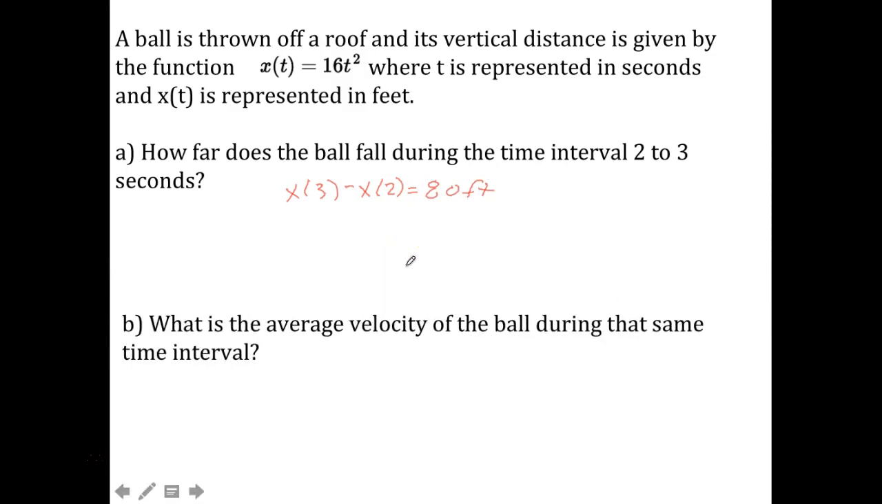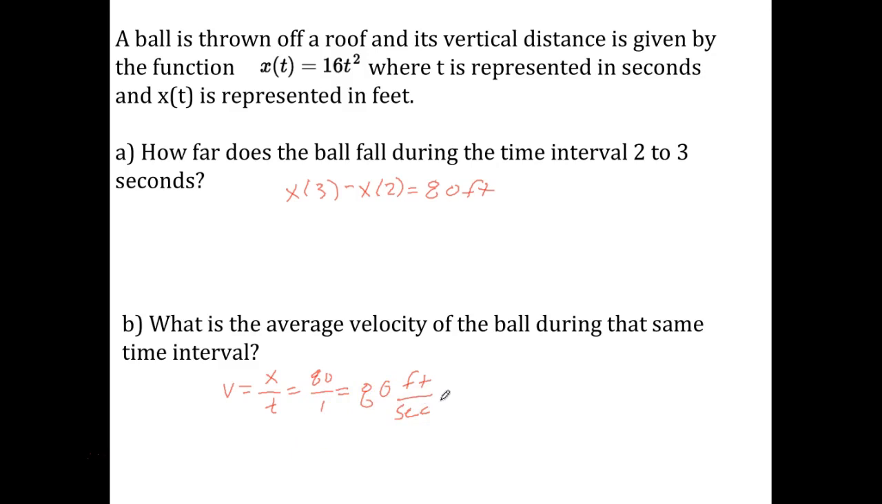Okay, then it says, what is the average velocity of the ball during that same time interval? Well, remember average velocity: velocity is equal to distance over time. The distance it traveled was 80 feet, right? Divided by the amount of time we had, which was 1 second. From 2 to 3 was 1 second that passed by, which would be 80 feet per, and remember the bottom was measured in seconds.